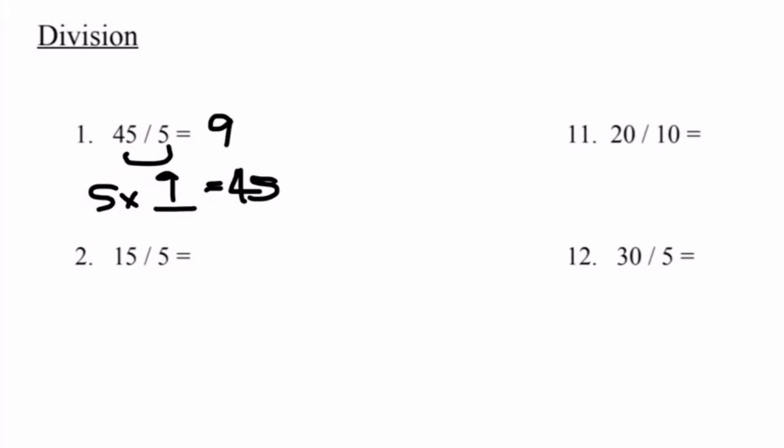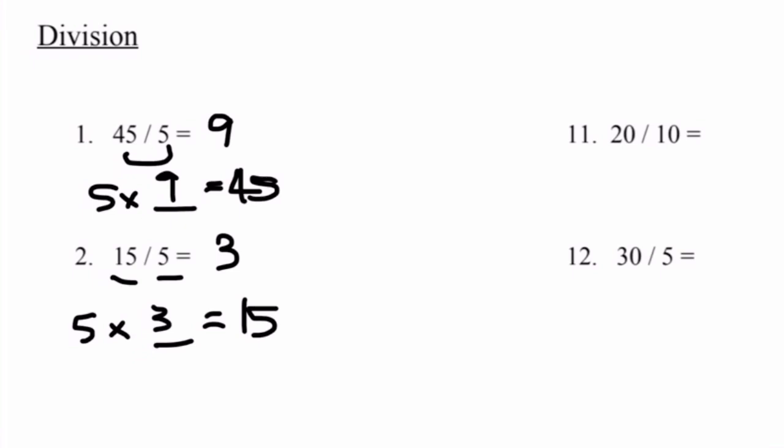Number 2, 15 divided by 5. 5 times what number equals 15? We know that 5 times 3 equals 15, so 15 divided by 5 should equal 3. Number 11, 20 divided by 10.